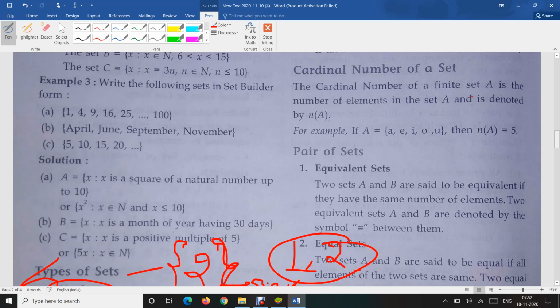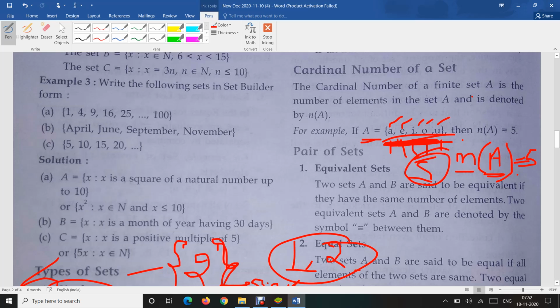That means if you have a set A which has the elements A, E, I, O, U, how many elements are present in this set? First is A, E, I, O, U. That means 1, 2, 3, 4, 5. That means 5 elements are present in this set. So the cardinal number of set A is 5, and you will denote it as the number of elements in set A, which is 5. So the cardinal number is equal to the number of elements present in the set.